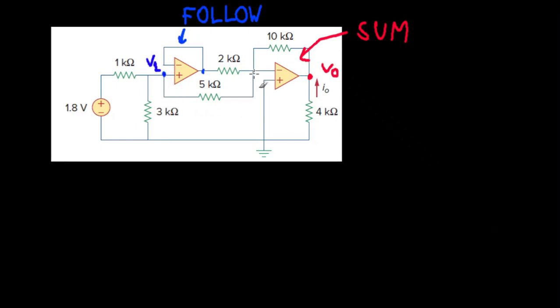So there's a current here. The main problem, and why I'm saying it's a bit tricky, is that there's actually a current here. So it doesn't really seem like a series circuit.